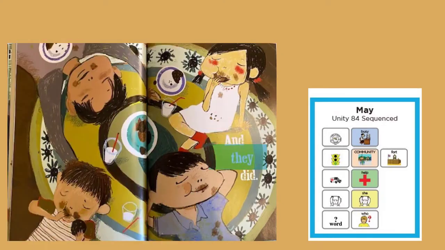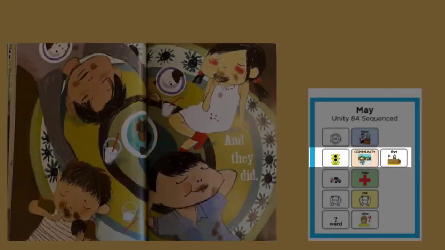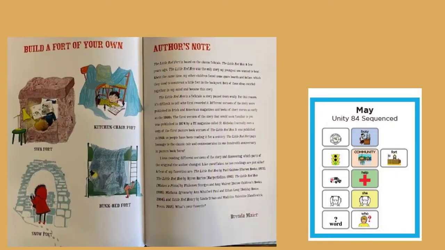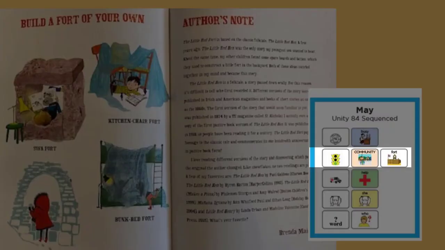And they did. She let them come into the fort and eat her cookies because they all helped her make the fort a nicer place. The author even gives you directions on how to build a fort of your own. How fun!